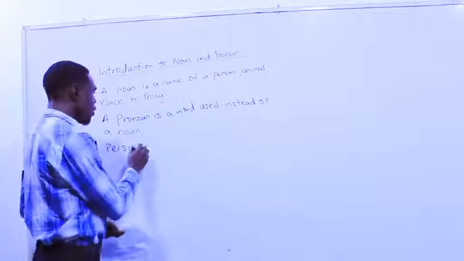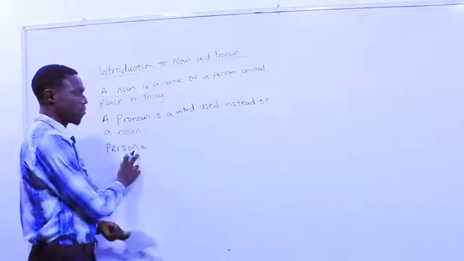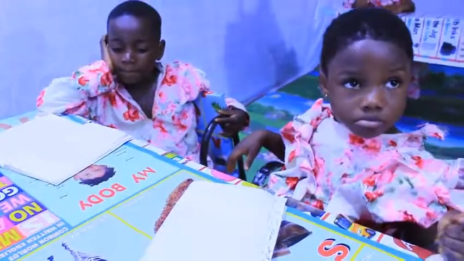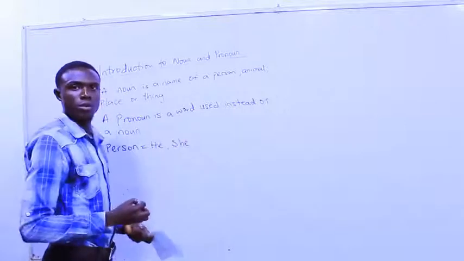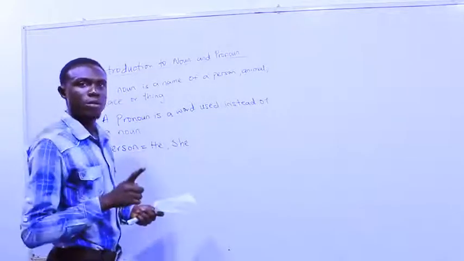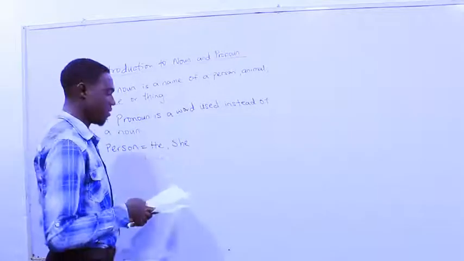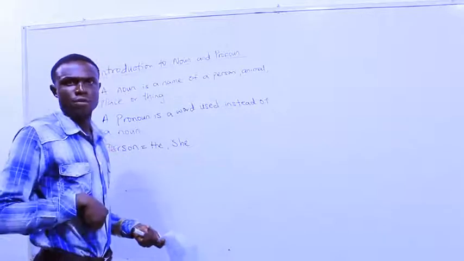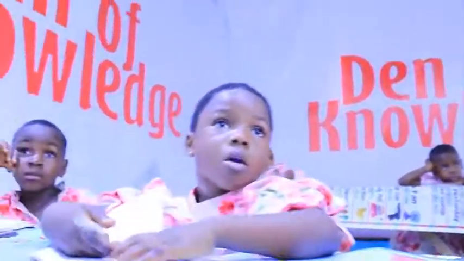Remember, the pronouns we use to replace a person. If the person is a boy, you use he. A girl, you use she. So you can use he as a pronoun, and you can use she as a pronoun. You use them to replace the noun. How about if you're talking about yourself? If you're talking about yourself, you can use I.